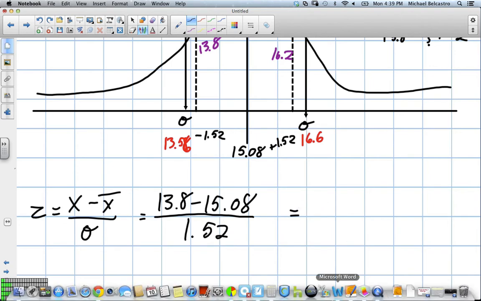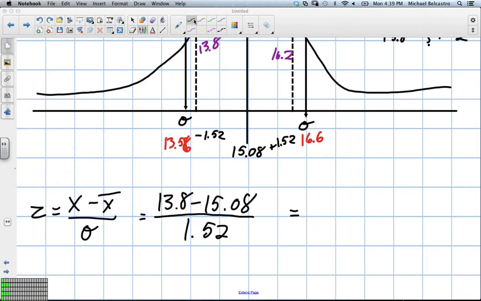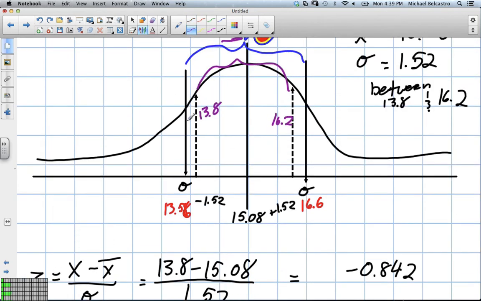So this is equal to, and then our standard deviation being 1.52. So when we do this, take our calculator. 13.8 subtract 15.08 is equal to, divided by 1.52. 0.842. So negative 0.842. Okay. Is that right? Okay.